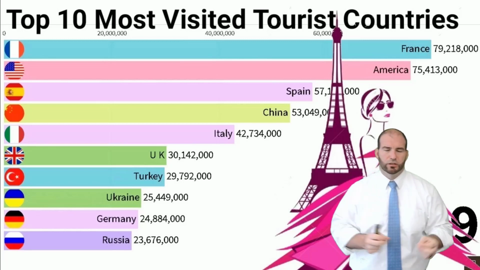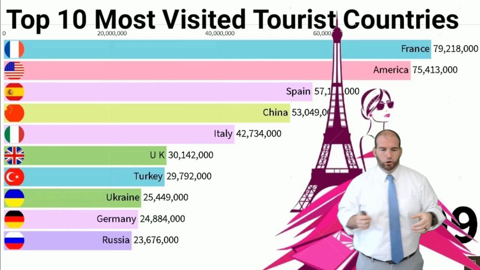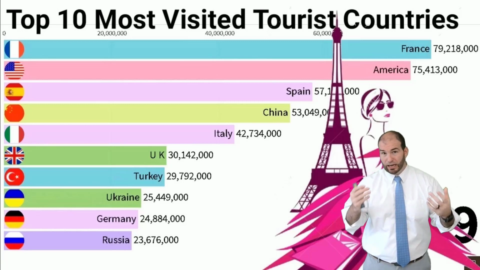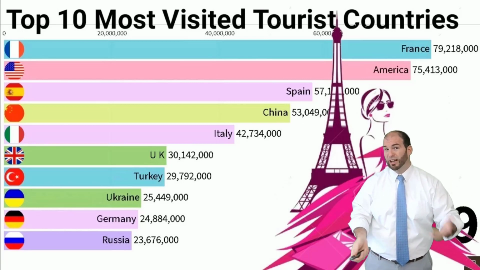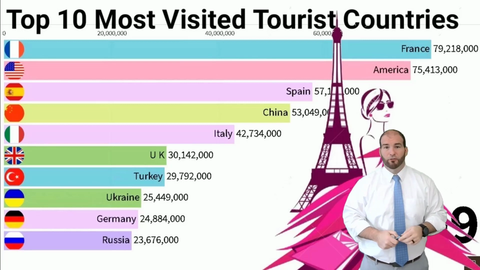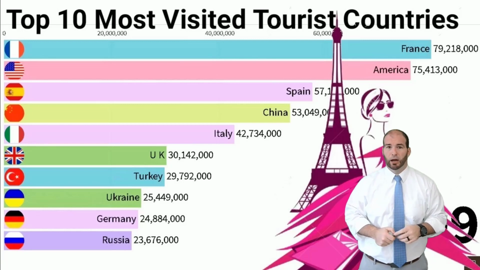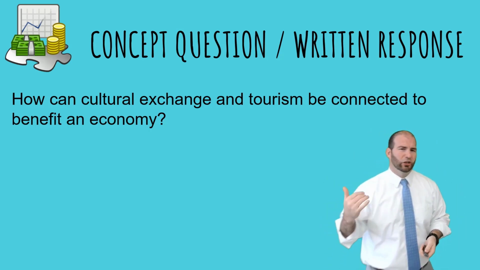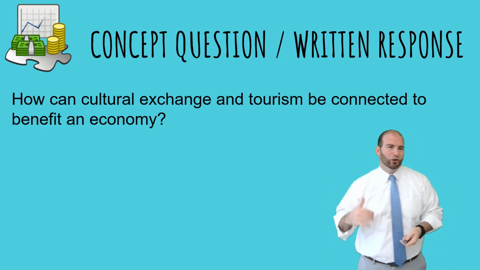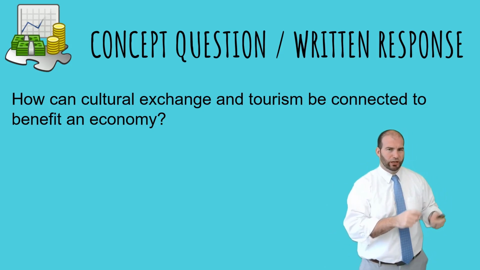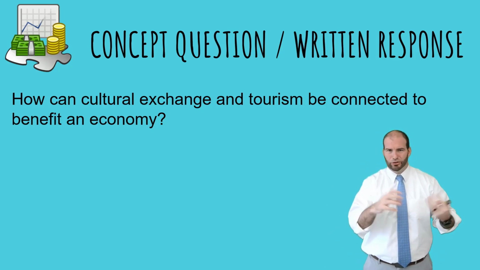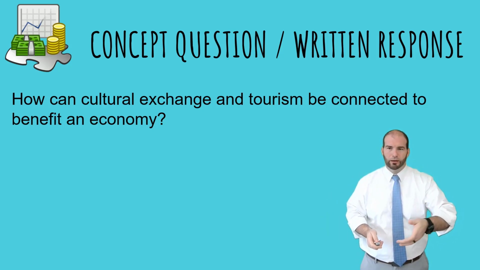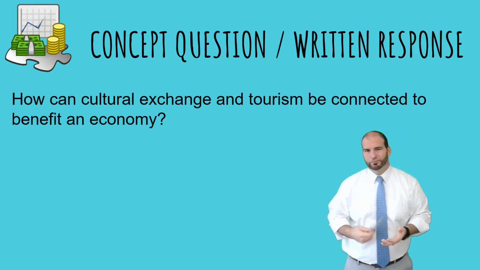But these countries, while a lot of them are in Europe, tourism and cultural exchange is a byproduct of having a healthy trade with a lot of countries, and tourism brings in a ton of money for a bunch of countries. So the question here is, how can cultural exchange and tourism be connected to benefit an economy? So how does cultural exchange, trade, and then tourism, how are those all connected? And how does that end up helping out an economy? So pause me, answer that completely. We're moving on.